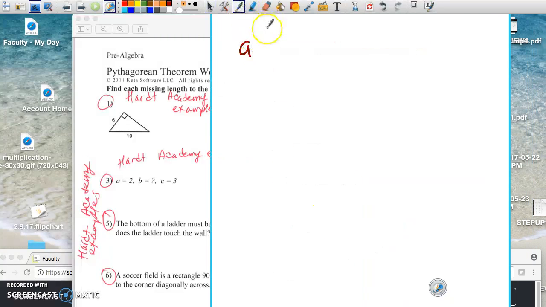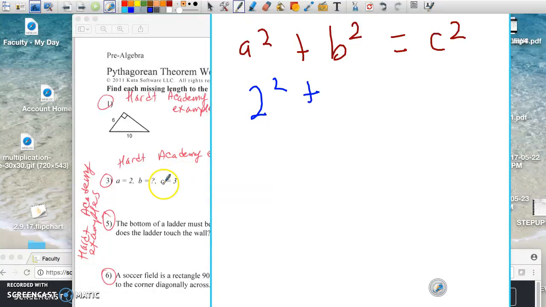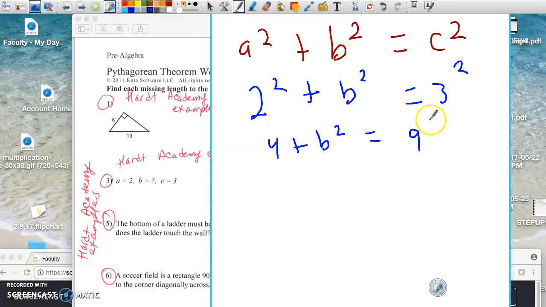Remember, a squared plus b squared equals c squared. I have my a, which is 2, so 2 squared plus b squared. I do have c equals 3 squared. Alright, 2 times 2 is 4 plus b squared equals 3 times 3, 9. Aha. Okay, look, 9.